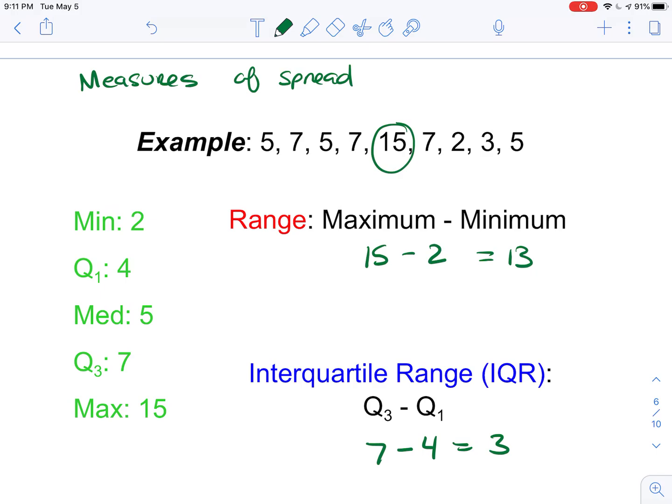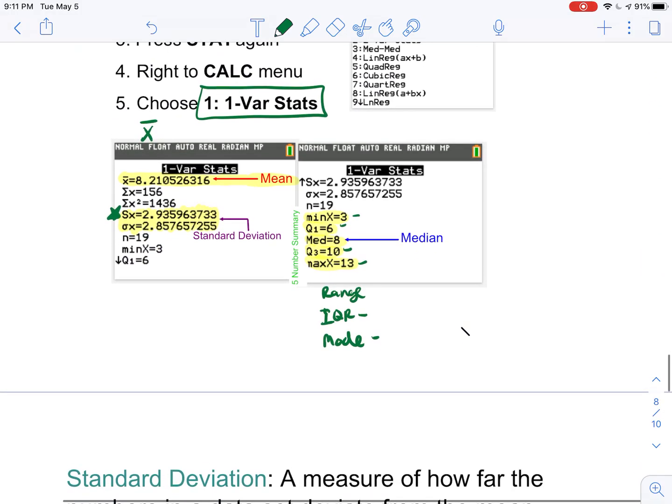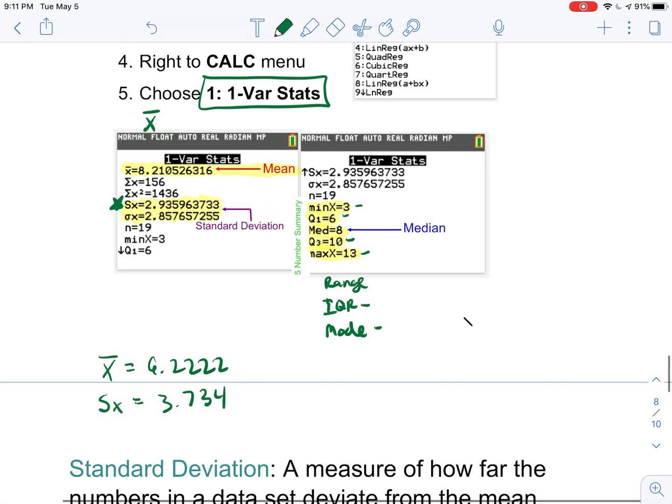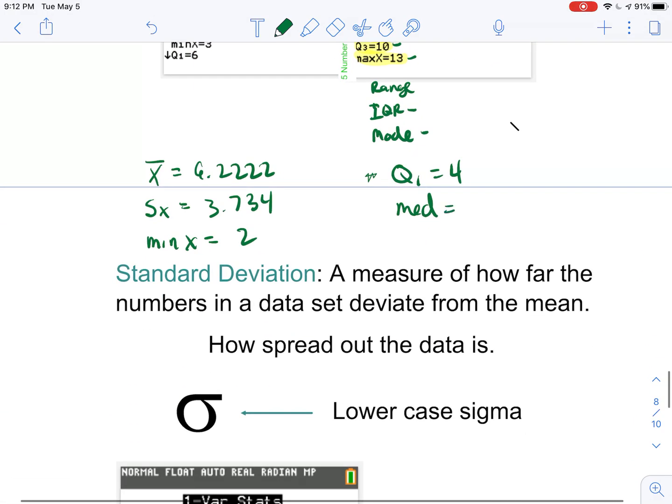Okay, so I challenge you to use your calculator and plug in the values that we have been working with into your calculator. Okay, see what you get. Okay, you should get X bar is equal to 6.2222, etc. You should see SX, my standard deviation, is 3.734... You should see my min X is equal to 2.